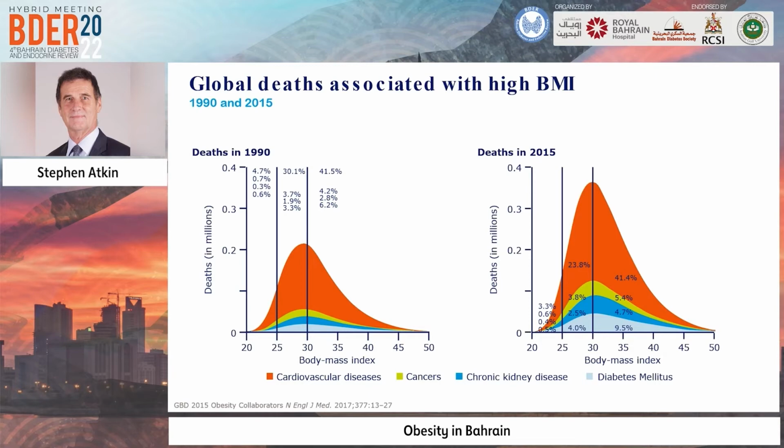And what's evident is that the proportion of deaths for any given disease is unchanged between 1990 and 2015, with the same proportion of deaths from cardiovascular disease, cancers, chronic kidney disease, and diabetes. But what is clearly evident is that the number of deaths has increased quite dramatically for any given body mass index, indicating that there are other factors associated with this morbidity and mortality seen with obesity.